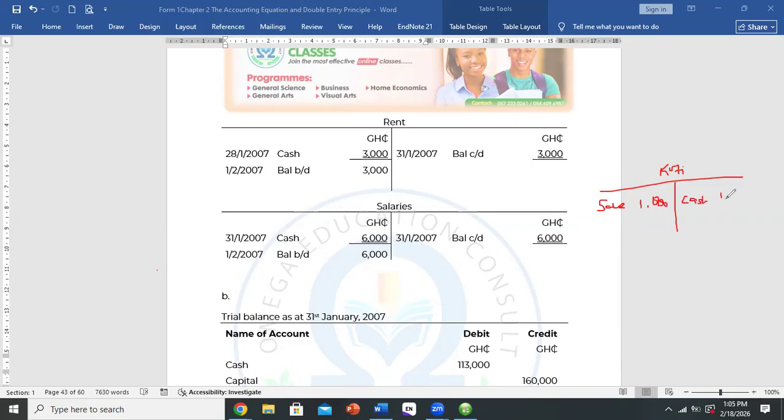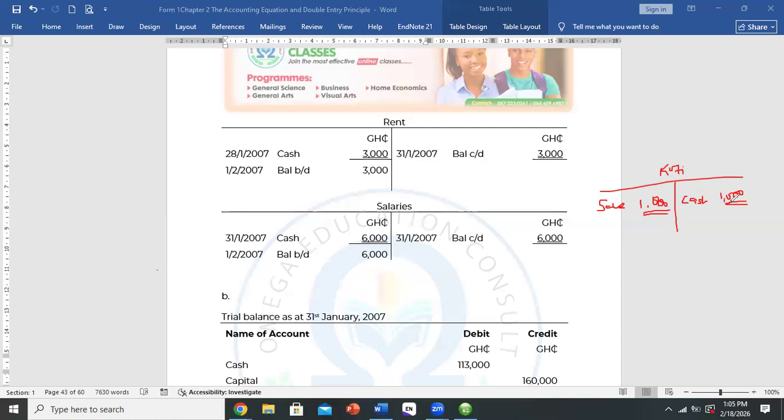If you are balancing this account, the first step is to get the total on both sides. So you get 1,000, you get 1,000. Find the difference. The difference is 0. So if the difference is 0, the account has no balance. So you don't put in any carried down, brought down. You just underline it. Here we are doing that because it's just one line item.